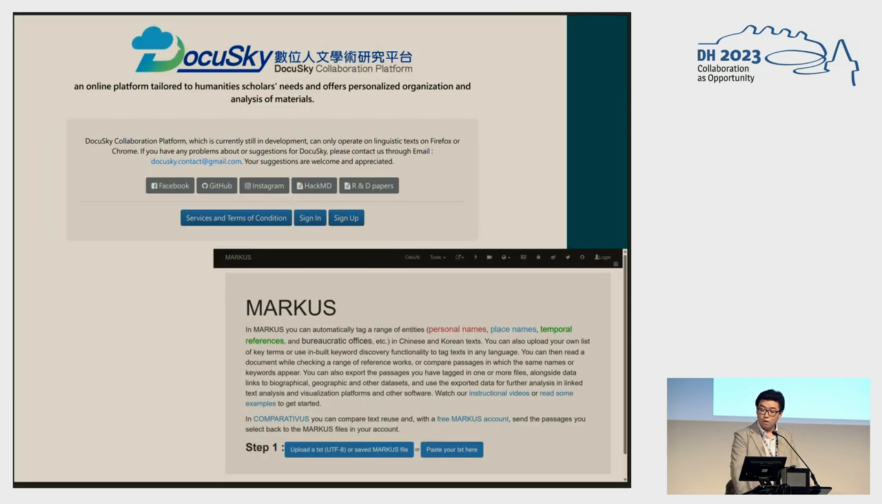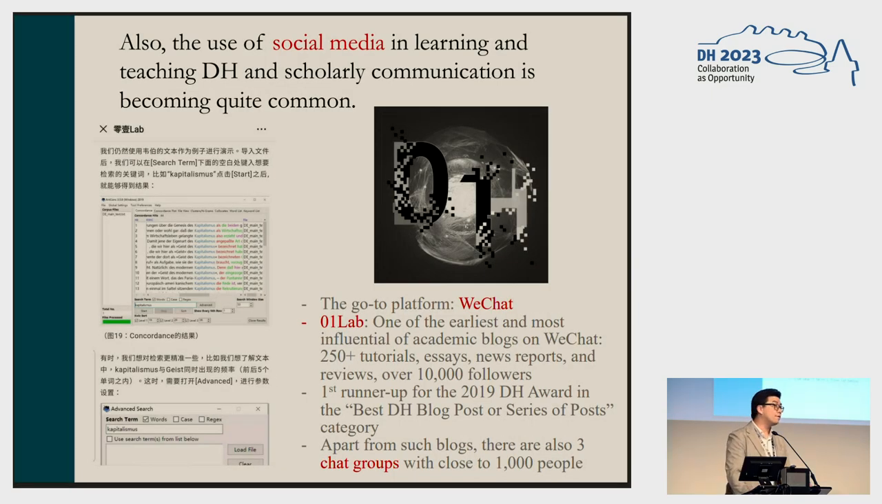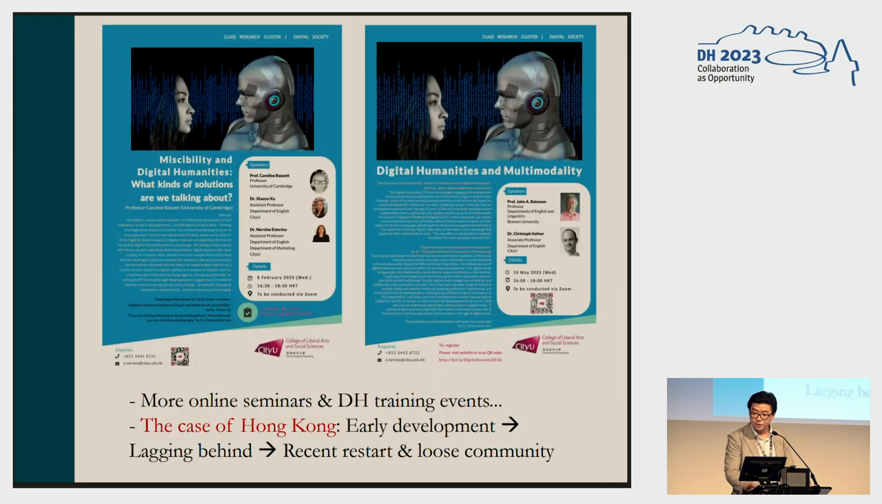But not just the CBDB, but also platforms such as the DocuSky platform spearheaded by the National Taiwan University, or the Marcus text markup tool, European run, for Chinese and Korean texts, especially pre-modern sources. These platforms have also sent trainers and organized events with institutions in China. And also the use of social media, such as WeChat. That would be the go-to platform for Chinese researchers, not only for academic exchanges, but for everything in everyday life, I would say. And the chat groups there amount to almost 1,000 people. So this 01 Lab, CJ and I are among the co-founders.